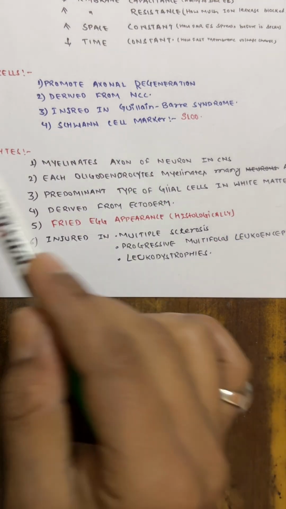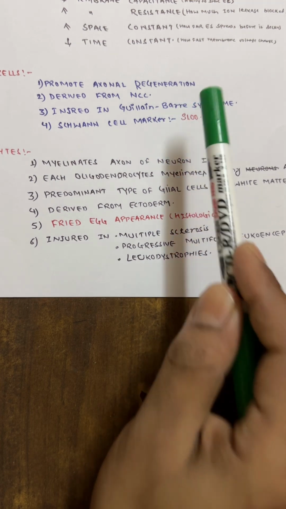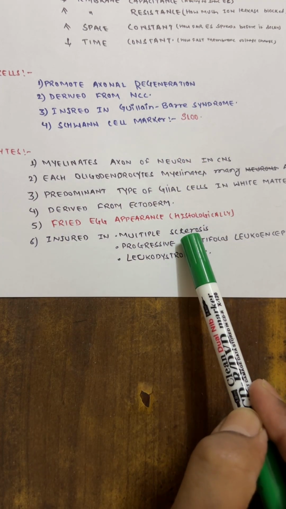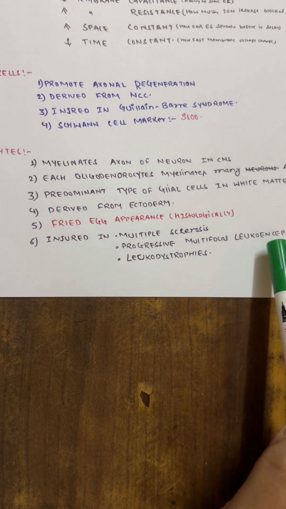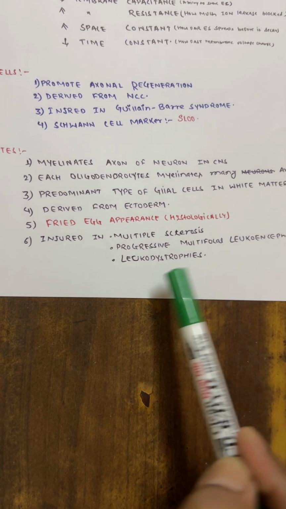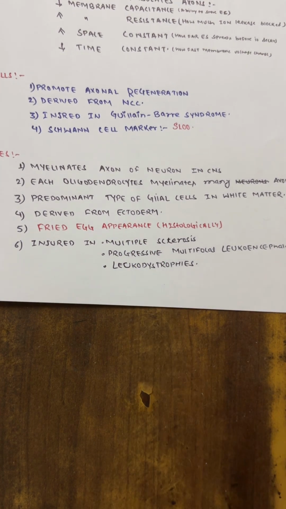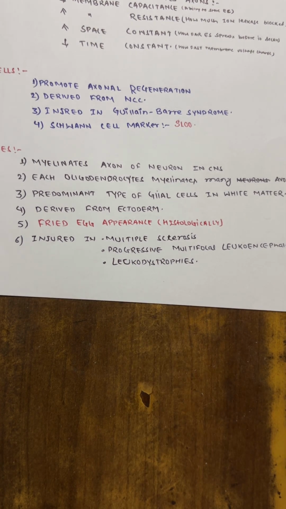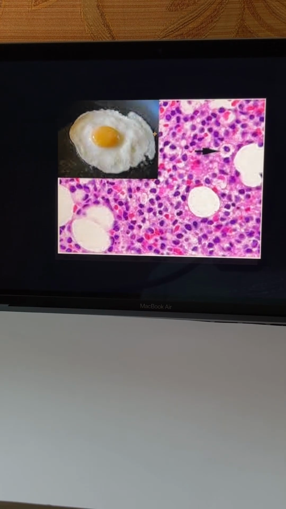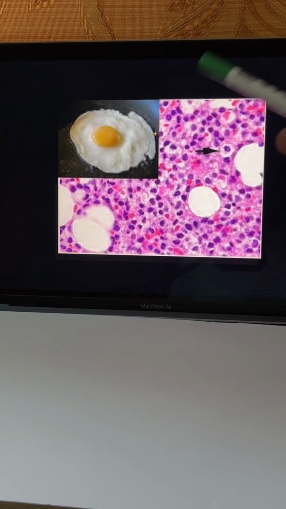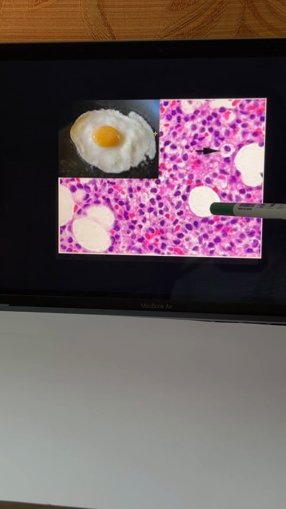Just as Schwann cells get injured in Guillain-Barré syndrome, oligodendrocytes get injured in multiple sclerosis, progressive multifocal leukoencephalopathy, and leukodystrophy. Remember these three diseases. Histologically these oligodendrocytes have a fried egg appearance, so you can correlate this.